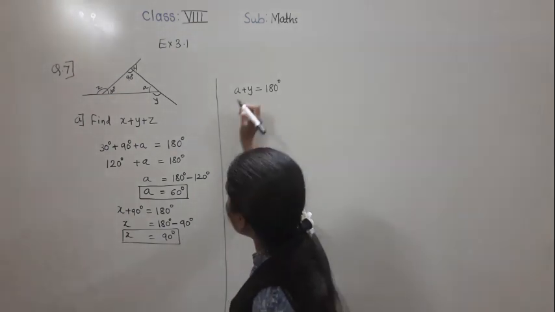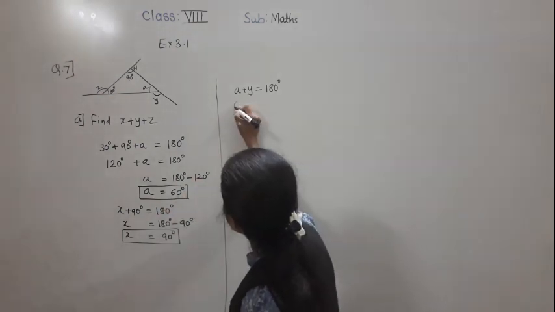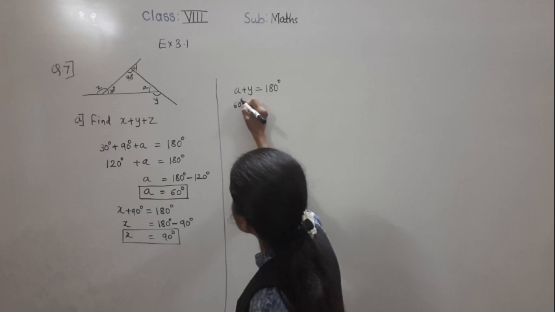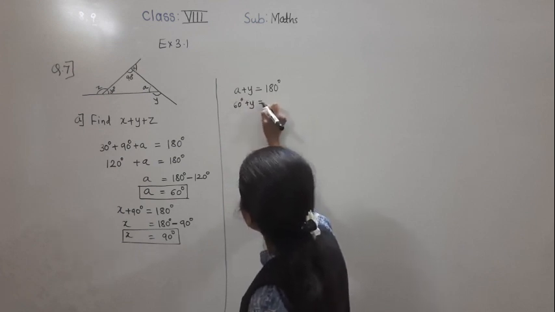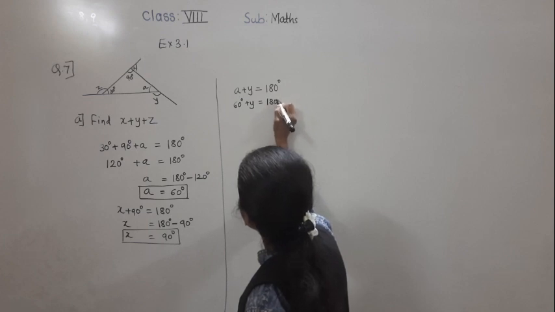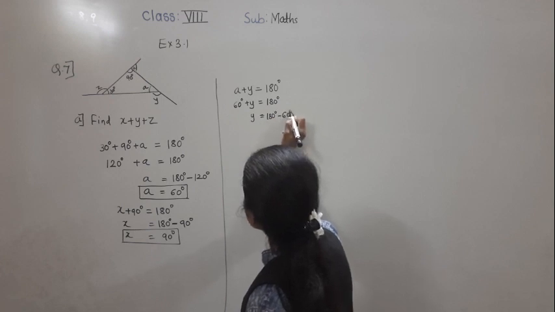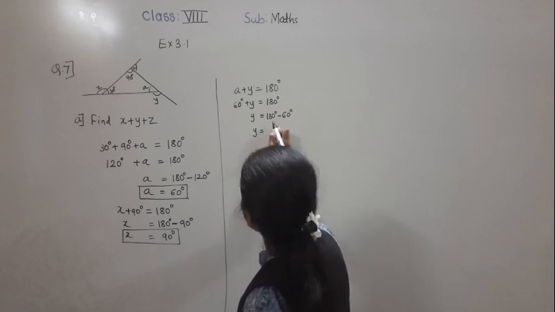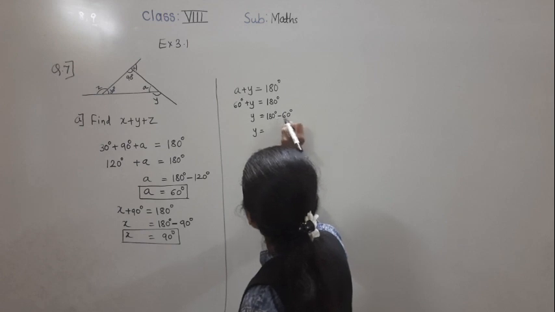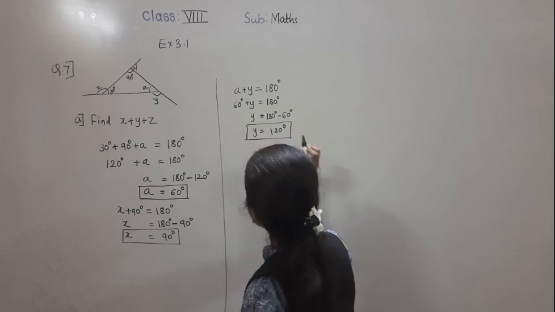Okay. So now the value of a we got is 60 degrees. So write 60 degrees in the place of a. Plus y, the value we have to find, so write plus y is equal to 180 degrees. So y is equal to 180 degrees minus 60 degrees. So y is equal to 180 minus 60: 0 minus 0, 0; 8 minus 6, 2; 120 degrees. So y we got is 120 degrees.